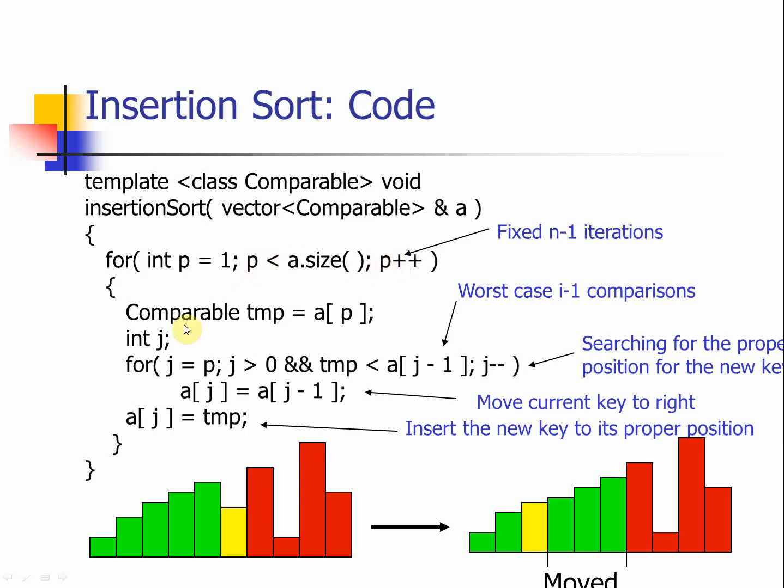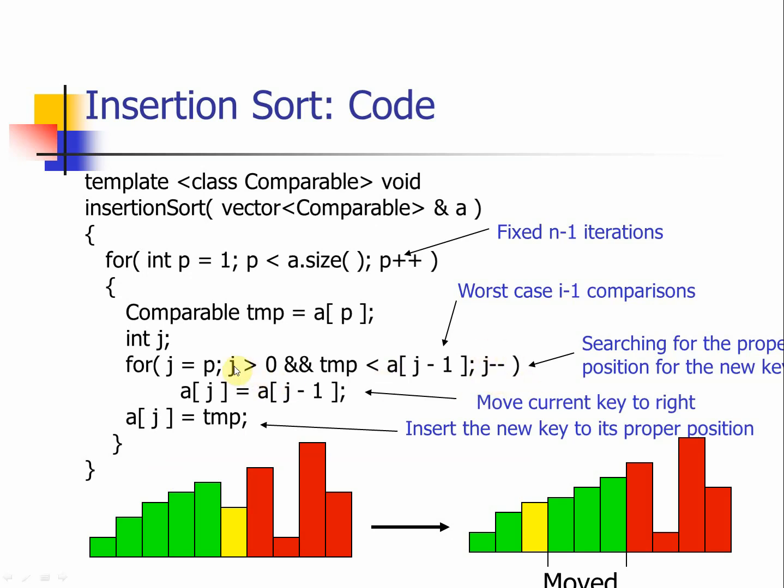After that, you remember what the yellow item is. You create a temp variable to store that value and then define a j for your second loop. You can see that this is one loop, and this is another loop. They are nested within each other. What is the next loop trying to do? It starts with j equals p. So starting from the yellow item, you go backward. That's why you have a j minus minus here.